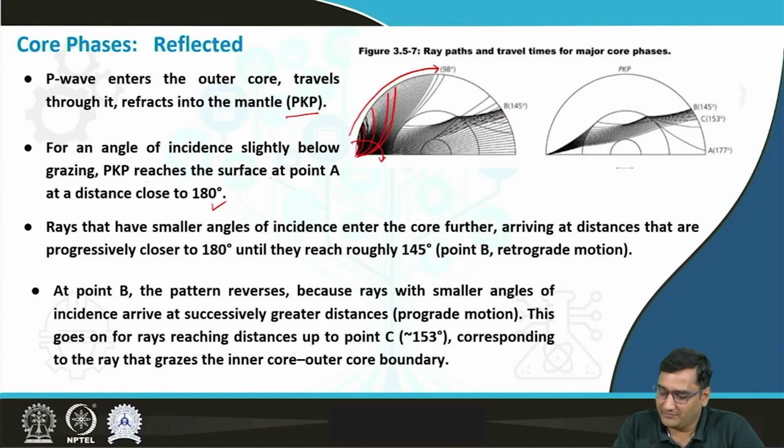That means point B is around 145 degrees away from the source, and as you decrease the takeoff angle, there is a decrease in the distance as well. That means they have retrograde motion, and after B, as you decrease the takeoff angle further, the distance will start to increase successively again. That means you will observe prograde motion, and this goes on for rays reaching distances up to C, that means 153 degrees, corresponding to the ray that grazes the inner core-outer core boundary.